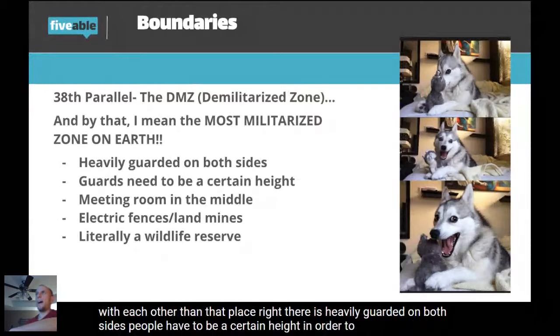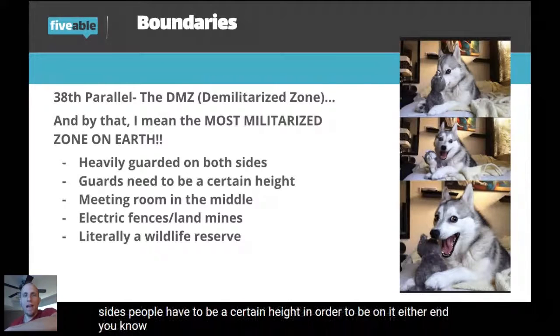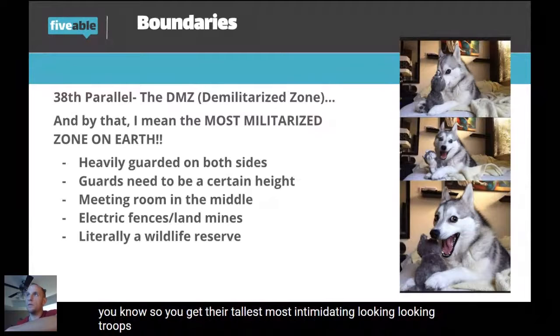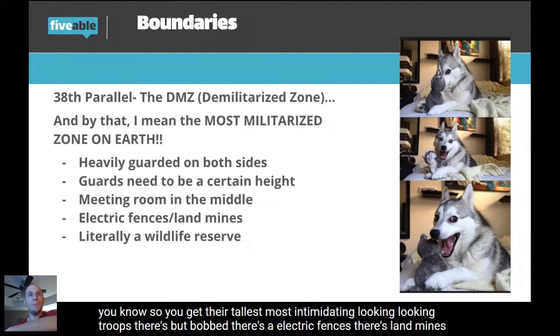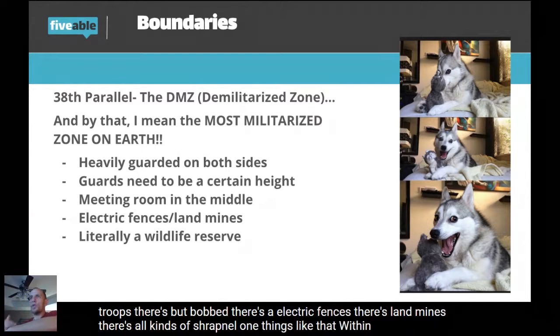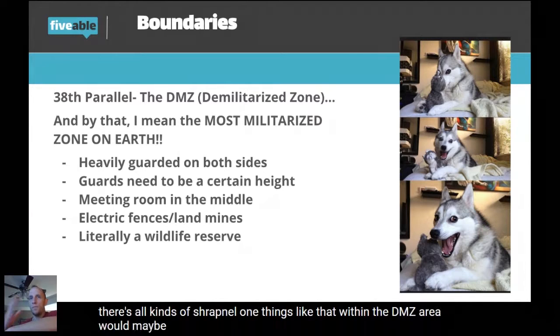People have to be a certain height in order to be on either end, so you get their tallest, most intimidating looking troops. There's electric fences, there's landmines, there's all kinds of shrapnel and things like that within the DMZ area, maybe roughly a mile between the two sides.